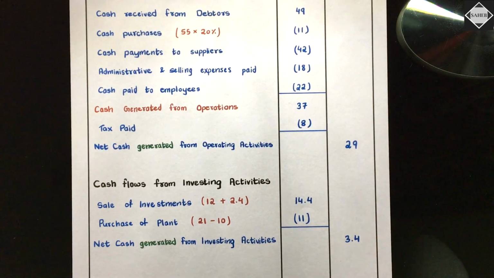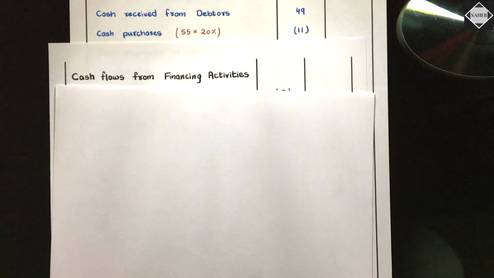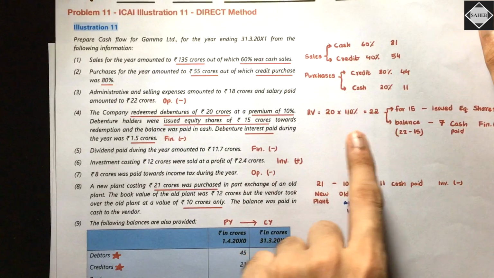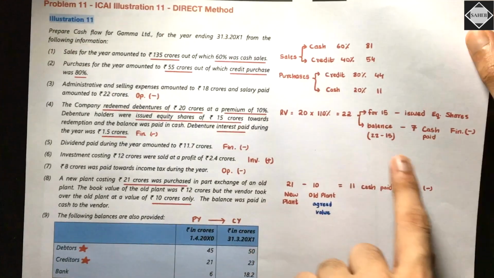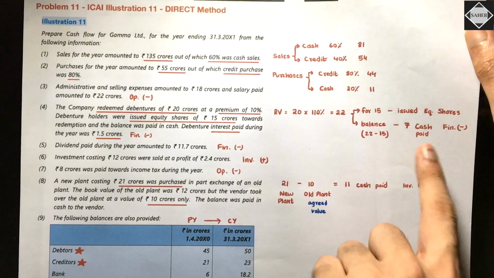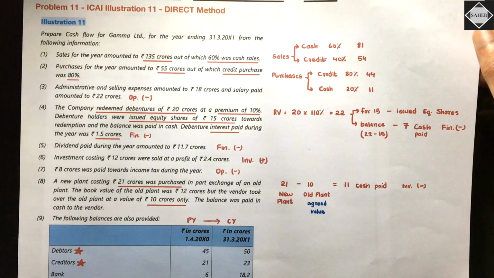After this, we are going to start with the financing activities because we are done with investing activities, right? So in the financing activities, what do we have? The first point is redemption of debenture, right? So how much cash did we pay for redemption of debenture? Did we pay the entire 22 crores? No, we paid only 7 crores, right? So only 7 crores we will subtract in financing activity.